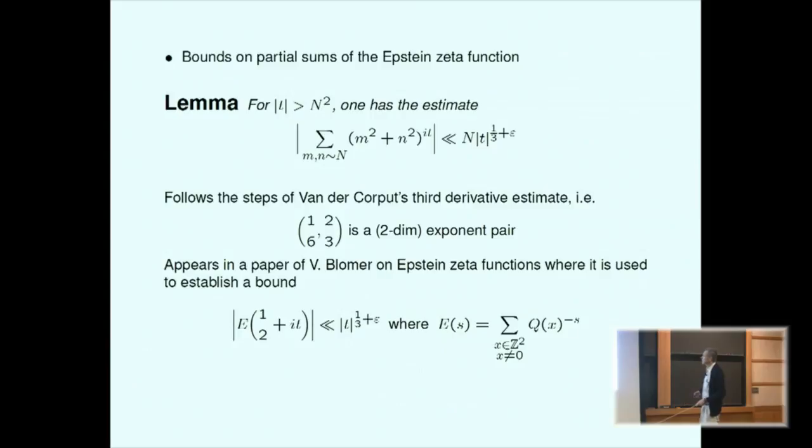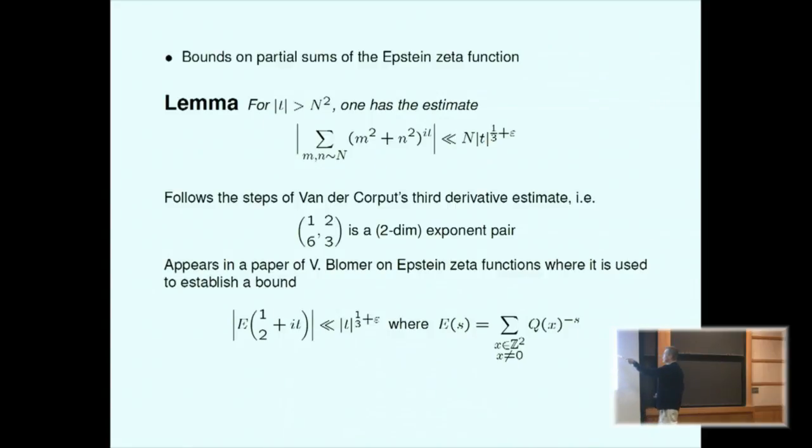The other thing which is used is a bound on the Epstein zeta function. Here one has to be a little bit careful. What I'm using here is something very simple, which is basically the equivalent of the Titchmarsh bound for partial sums of the zeta function. Let's assume T is sufficiently large for simplicity. Then we get a bound of that form.